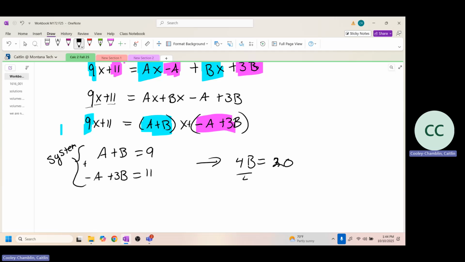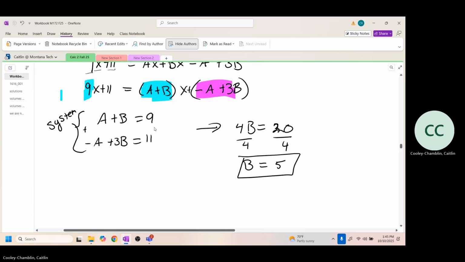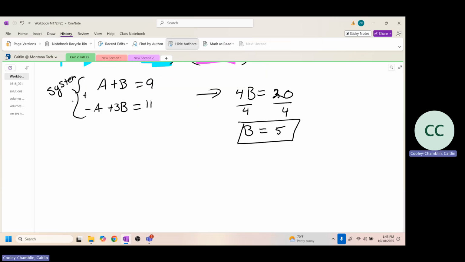And so divide both sides by 4. And I get b is equal to 5. Okay, and I can take that and plug that into either equation. So I have b is equal to 5. And then I know that from equation 1 that a plus b is supposed to equal 9. And b is 5, so I get a plus 5 equals 9.